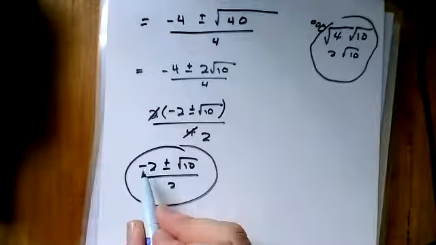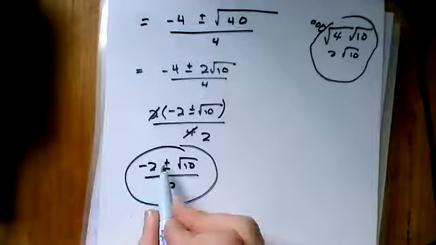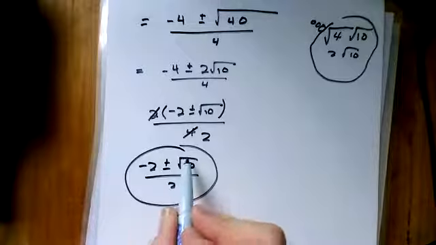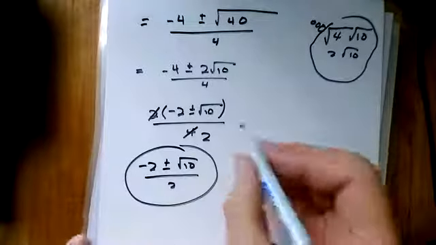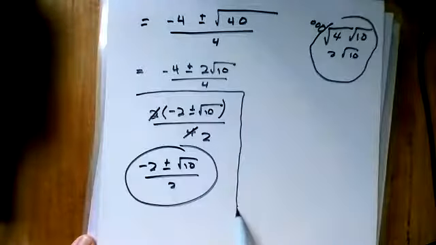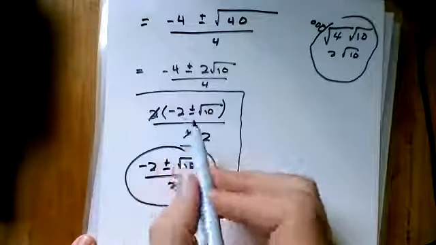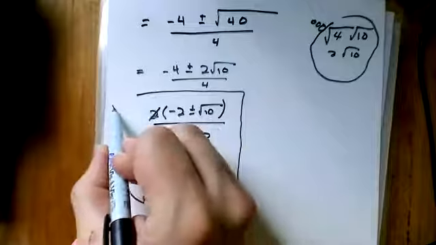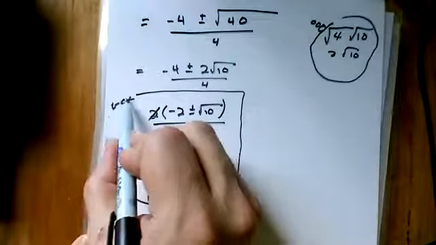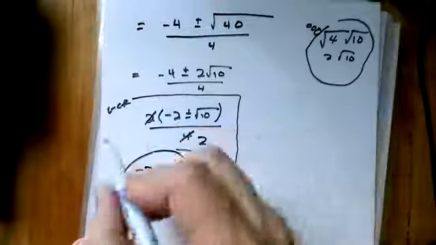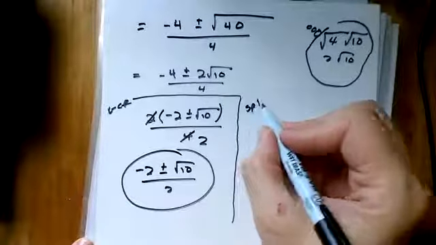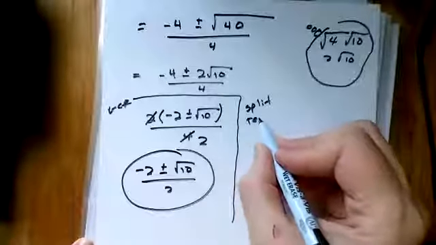And I could think of this as negative 2 plus the square root of 10 divided by 2, or negative 2 minus the square root of 10 over 2. Now, some people don't like simplifying with this factoring. So this is simplifying. Here we're doing that sort of greatest common factor factoring. If you don't want to do that, we could also split our term to simplify this.